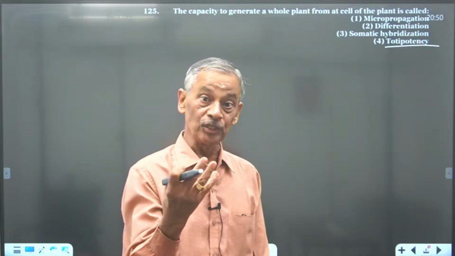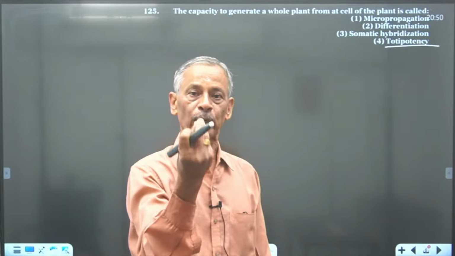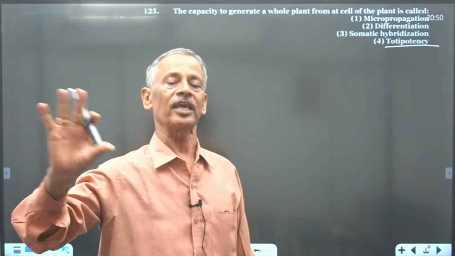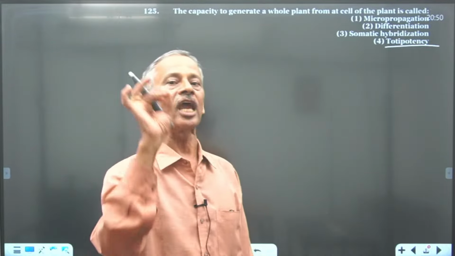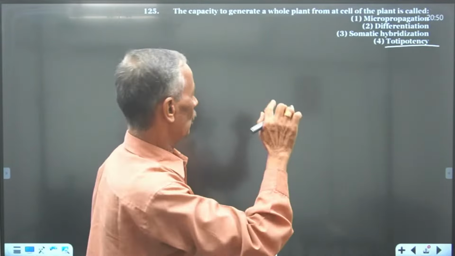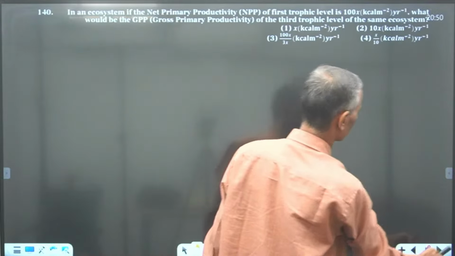Totipotency is the ability of a cell to produce the entire plant. It can grow and develop into any type of tissue. So it is totipotency.